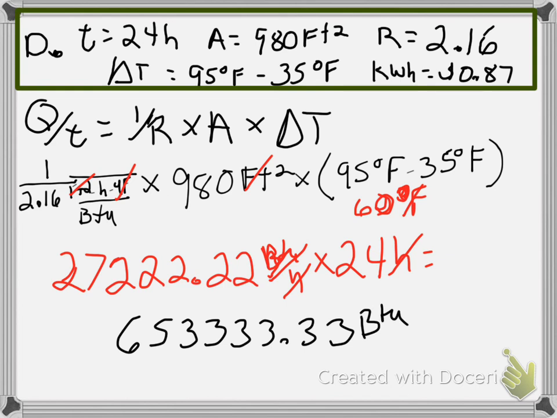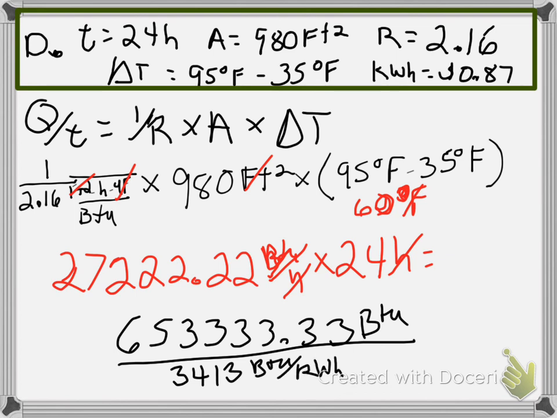Alright, so the last part is to figure out how much this costs in a money amount, and that means I'm going to look up how many kilowatt hours per BTU, and I'm going to divide by 3,413 BTUs per kilowatt hour, and that'll give me my answer in kilowatt hours of 191.42. Kilowatt hours, and I'm going to do some erasing to make room to do the money amount. But remember, this is the kilowatt hours.